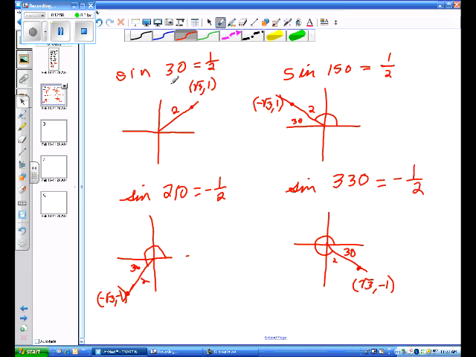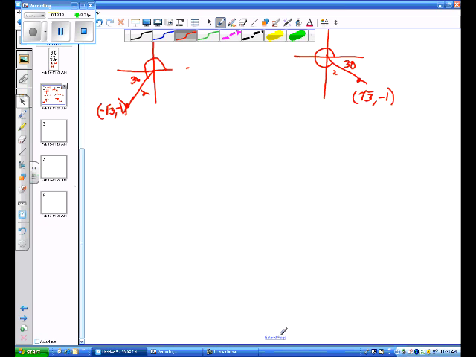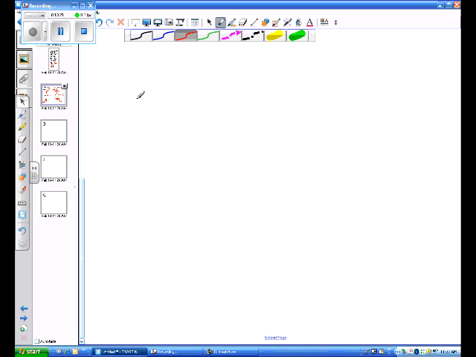Now notice for all these angles, our reference angle was 30. We know what the sine of 30 is. So all we have to deal with is which quadrant are we in. And so when you know your reference angle, if it's one that you already have memorized, then all you have to do is figure out which quadrant you're in. And you don't have to do all the drawing.